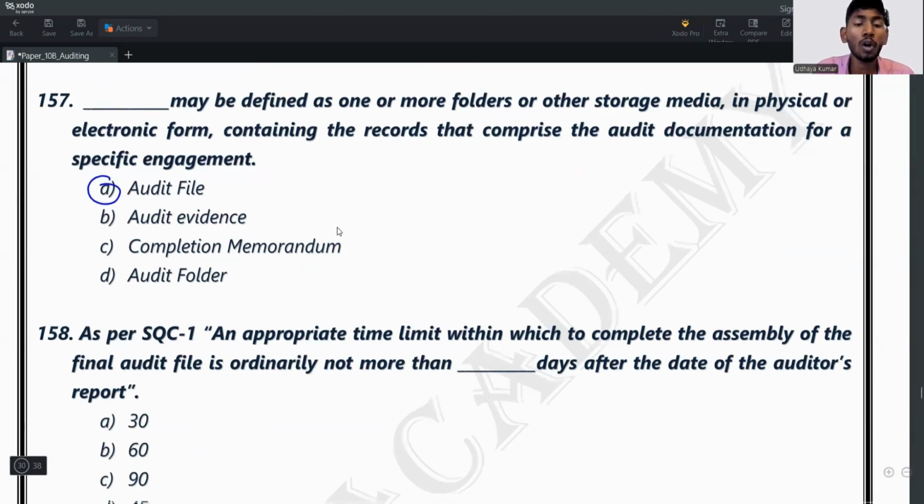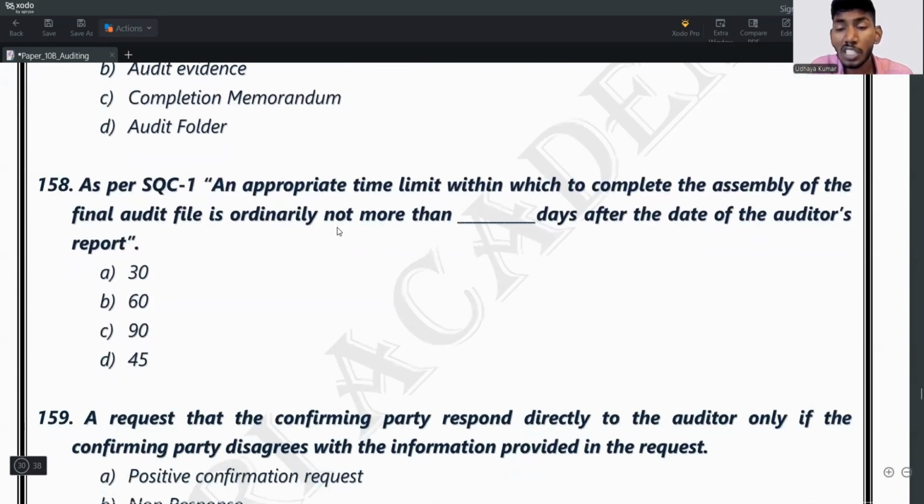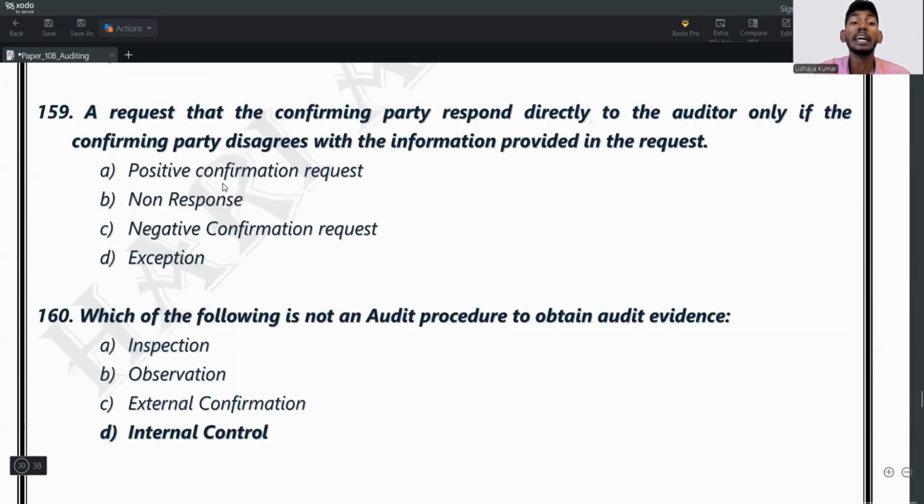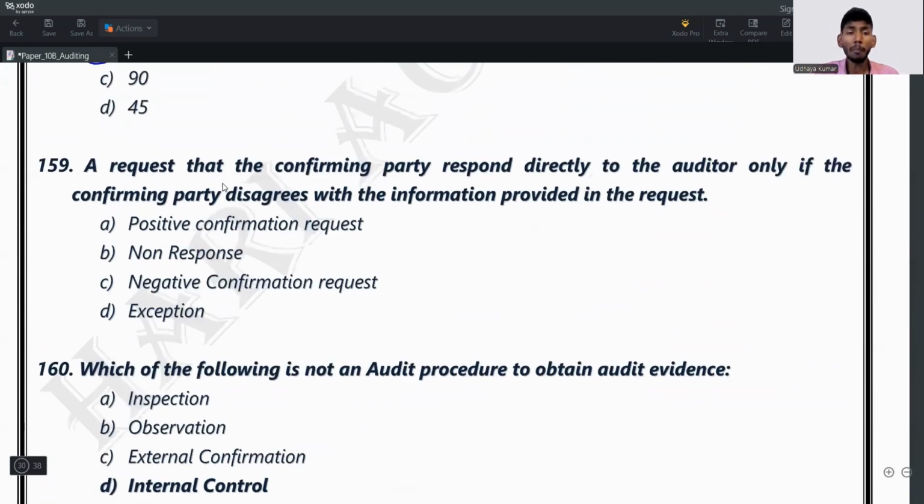As per SQC 1, an appropriate time limit within which to complete the assembly of the final audit file is ordinarily not more than how many days? We have discussed the duration, which is 60 days. Okay. So moving to question 159, a request that the confirming party respond directly to the auditor only if the confirming party disagrees with the information provided in the request.